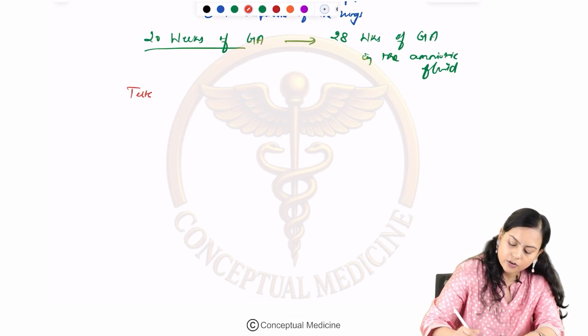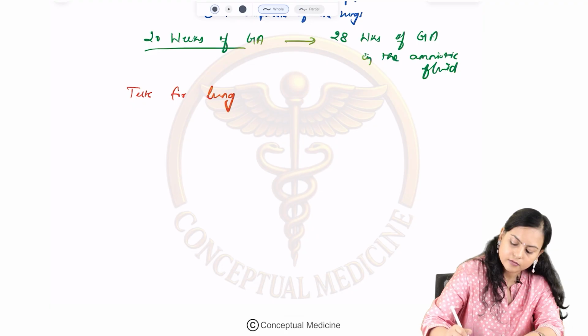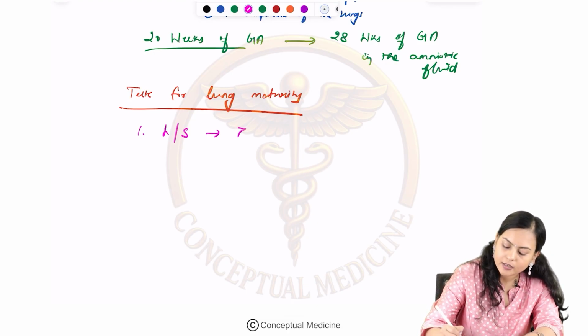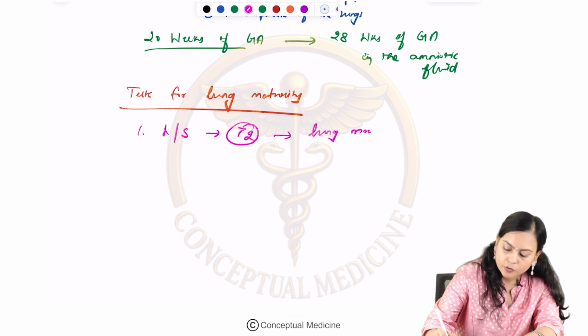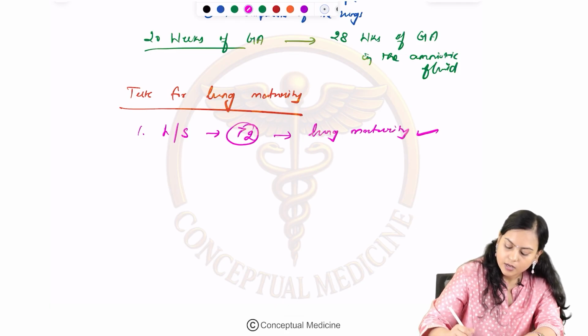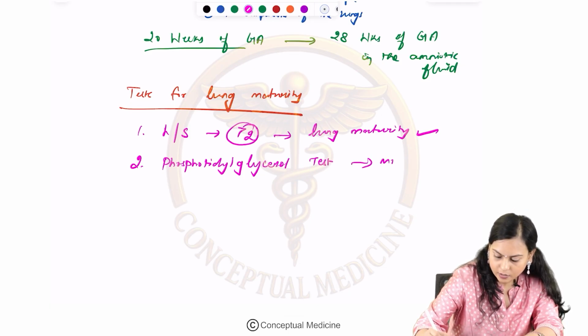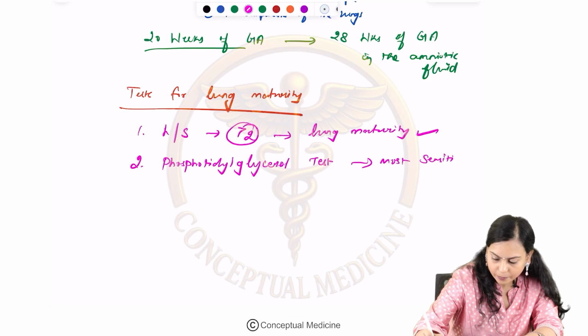What are the tests for lung maturity using this surfactant? Most commonly done test for lung maturity is lecithin sphingomyelin ratio, where we will be checking the ratio of lecithin and sphingomyelin. If it is more than 2, then lung maturity is said to be attained. Second test is phosphatidyl glycerol test. This is not commonly done, but this is the most sensitive and specific test.